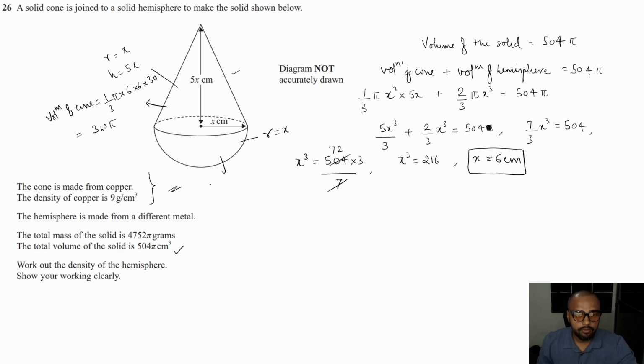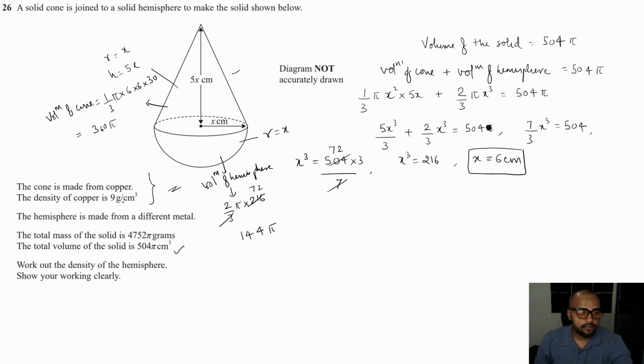Similarly, what will be the volume of a hemisphere? Volume of the hemisphere will be 2 by 3 pi r cube. So r cube means x cube, it will be 216. So it will be 144 pi. This is the volume of a hemisphere, and this is the volume of a cone.